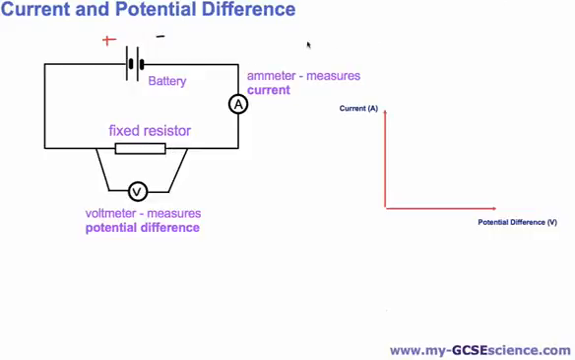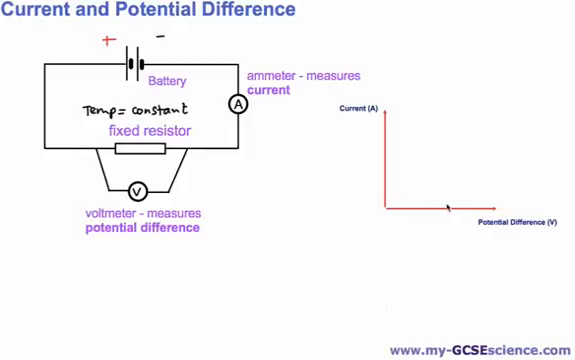It's important to also mention that in this we have to assume that the temperature stays the same, or the temperature is constant. Okay, now if we were to measure a range of values of voltage or potential difference across this resistor, we could also measure the current that flows for that potential difference, and we could plot it on a graph.